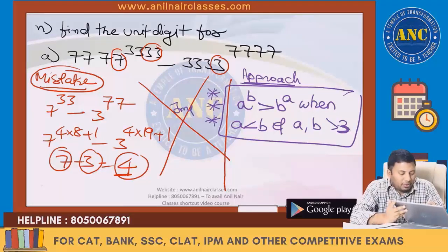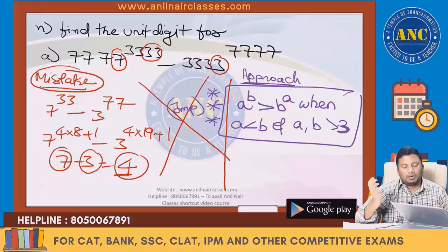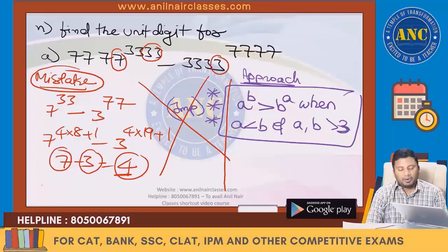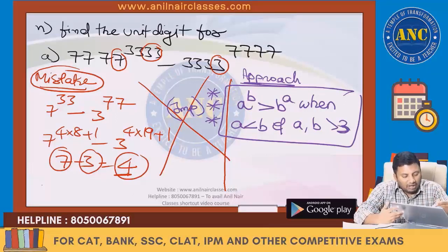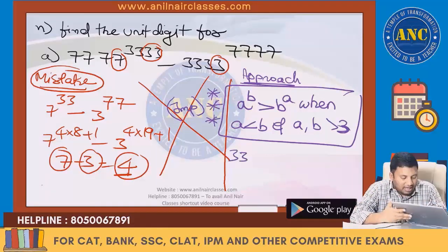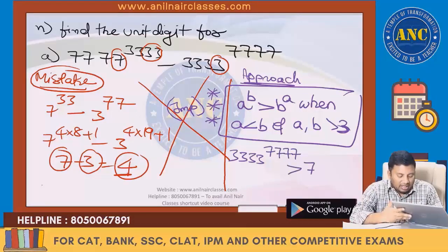Very, very important point. A power b is greater than b power a when a is less than b and a, b are greater than 3. So out of these two numbers, the second number is greater than the first number. 33333 power 77777 is greater than the first number 77777 power 33333.